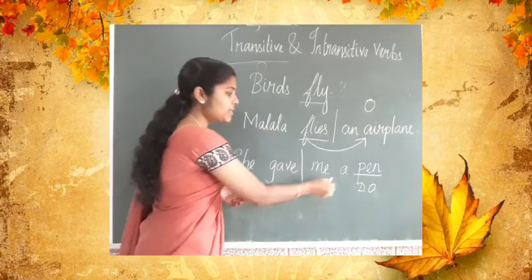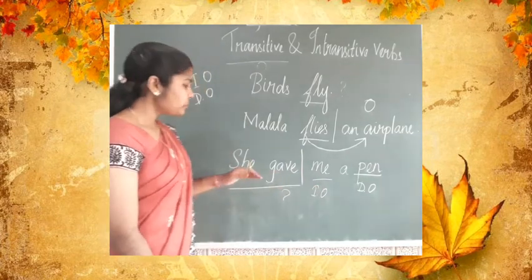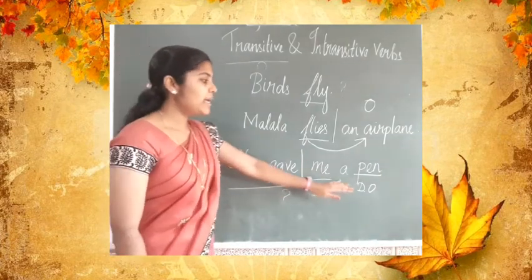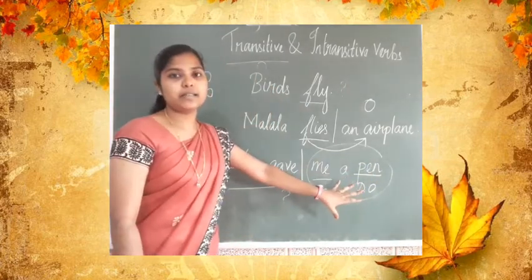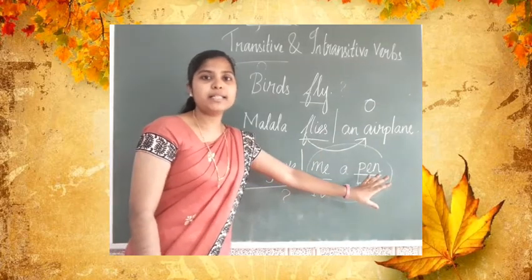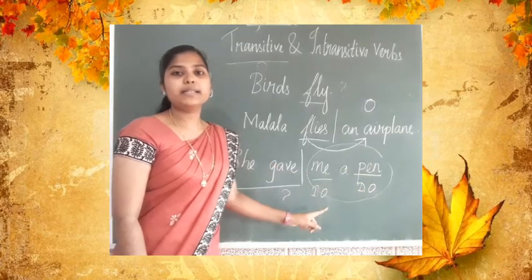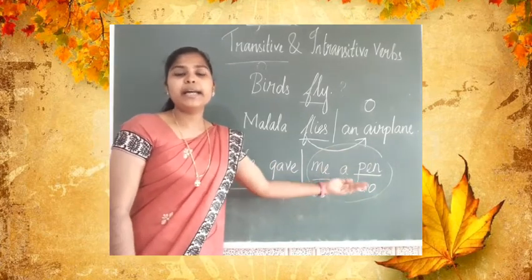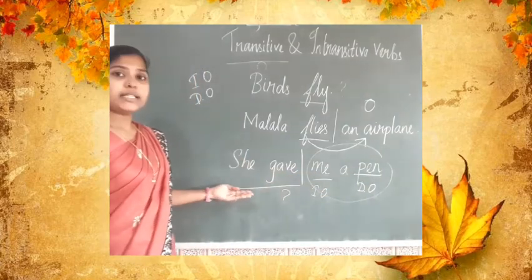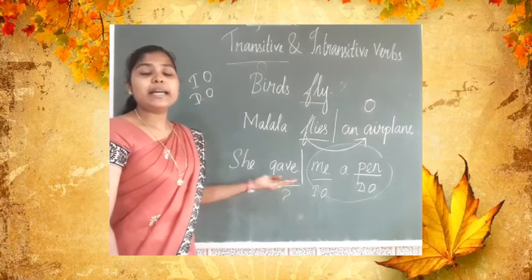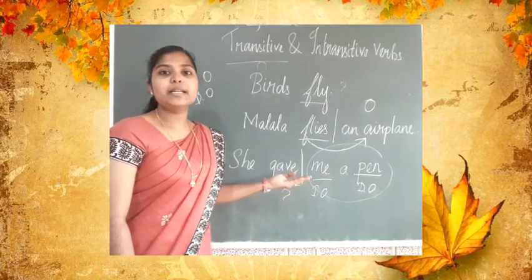Okay. Here we are using the objective case of the pronoun. Make it clear that. Now, she gave me a pen. On the whole, this is the object of this sentence. But still, this object is divided into two. One is direct object and the other is indirect object. Without this object, if we read this sentence, she gave, it is an incomplete phrase. It is not a complete sentence.